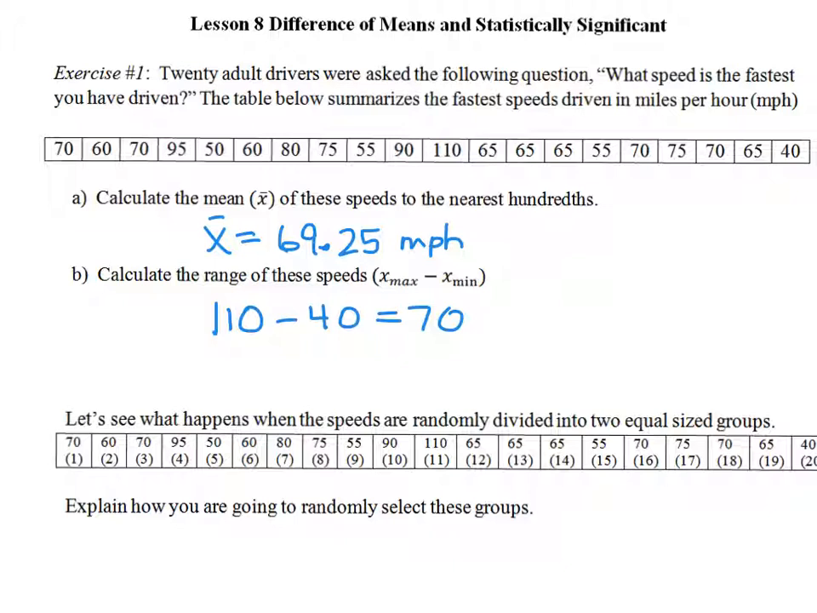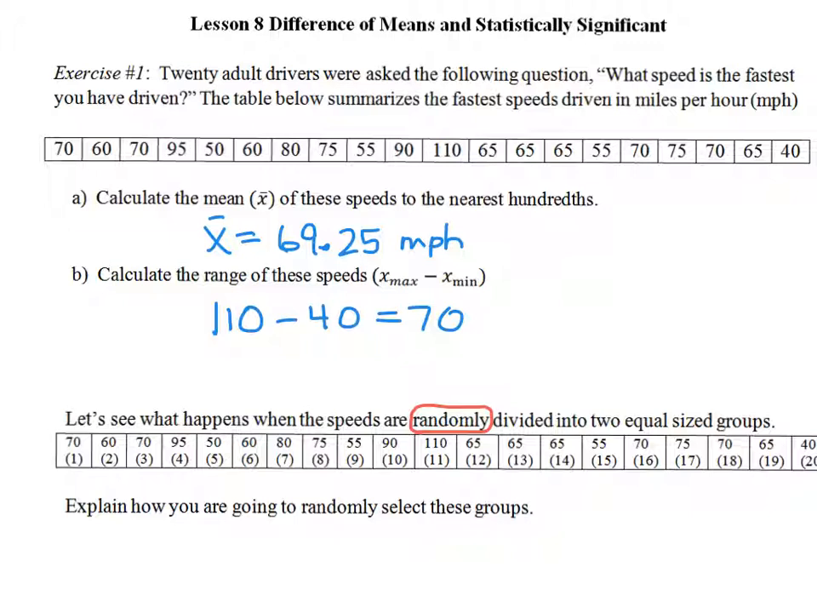Now, what we'd like to do is take a look at these 20 speeds and talk about what happens when we divide the people up randomly into two equal-sized groups. So again, the important word here is that we're making this division randomly. I'm not taking the first 10 scores and then the second 10 scores. I'm going to do a random separation here.